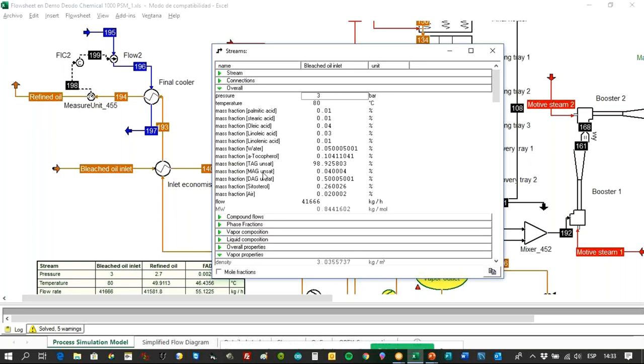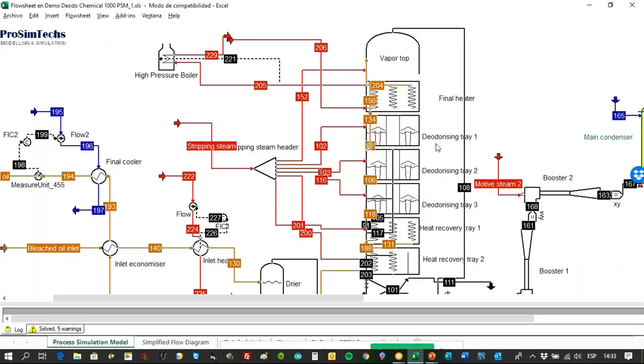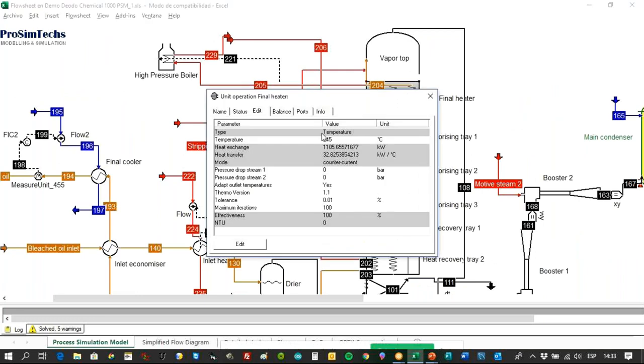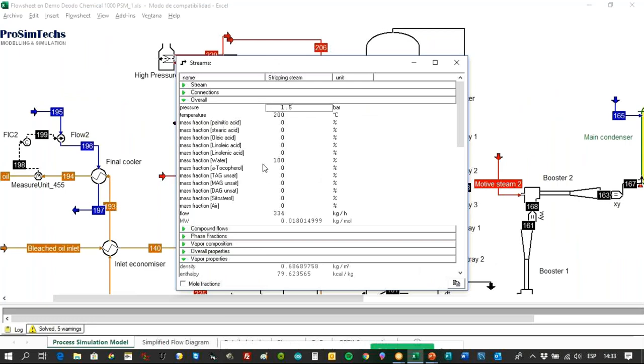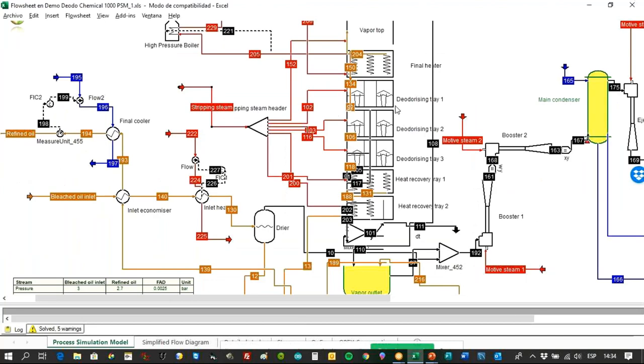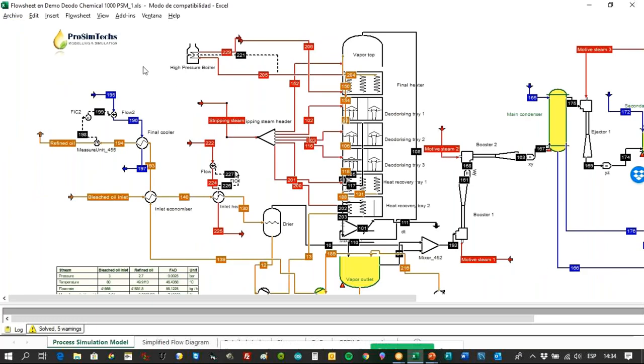And what we can do here is, for instance, to change the temperature of the deodorization, and here we can change the mass flow rate of the stripping steam that we are using. For instance, here I can change the mass flow rate, which I am going to do in a few moments. And so on. Okay. So I'm going to do it, but every time we change something, we go here to flow sheet and then we click on solve.